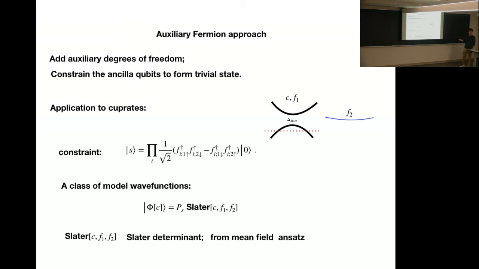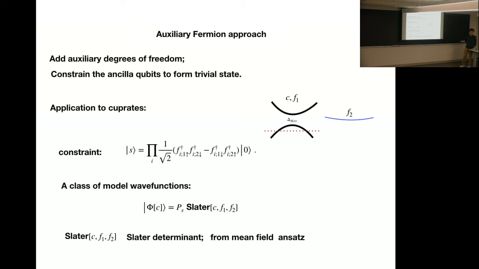So this is my theory. Basically, I enlarged the Hilbert space by introducing F1 and F2. So now I can have a Fermi mean field theory in terms of C, F1 and F2. From mean field theory, you can write down the Slater determinant. It will depend on infinite ansatz parameters. I will introduce the ansatz later. But then you project to this constraint. Basically, you just calculate the overlap with this constraint. You will trace out the F1 and F2 part. Then you just get a wave function which lives in the physical Hilbert space.